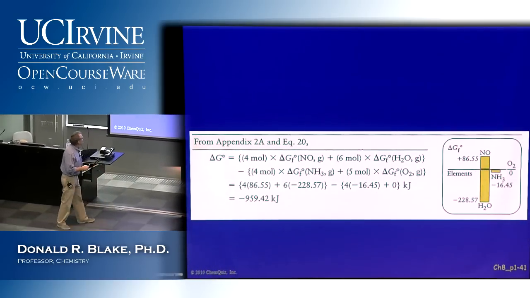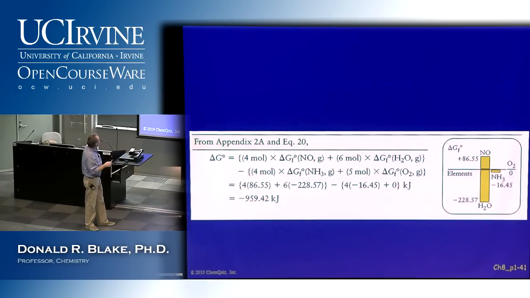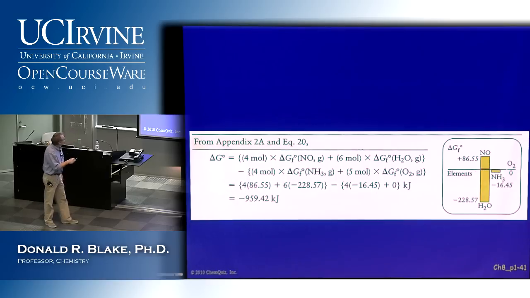So if you look at that equation, on the product side, you had 4 NOs, you had 6 waters, minus 4 NH3s and 5 oxygens, okay? So the table says that for NO, 86.55 is the delta G of formation. The delta G of formation for H2O is minus 228.57, minus the delta G of formation for NH3, which is minus 16.45. And there is no delta G of formation for oxygen because it's free.